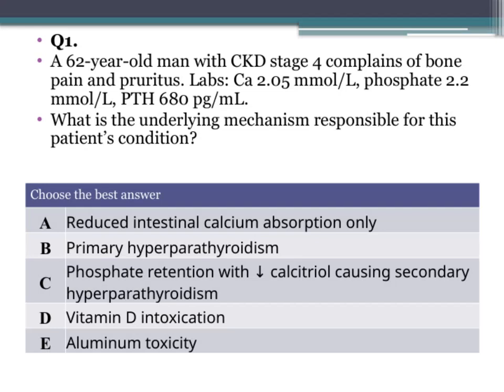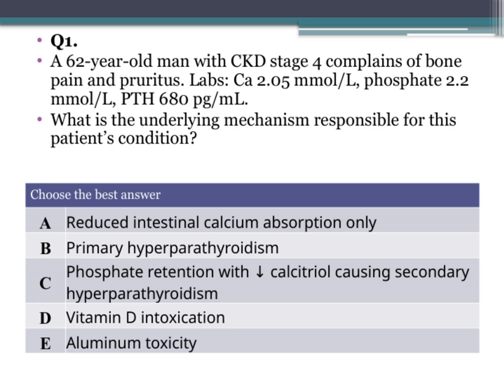Let's look at this case carefully. We have a 62-year-old man with stage 4 chronic kidney disease who is presenting with bone pain and pruritus. His labs show a calcium level of 2.05 mmol per liter, which is slightly low normal, and a phosphate level of 2.2 mmol per liter, which is within the normal range. His PTH is markedly elevated at 680 pg per milliliter.